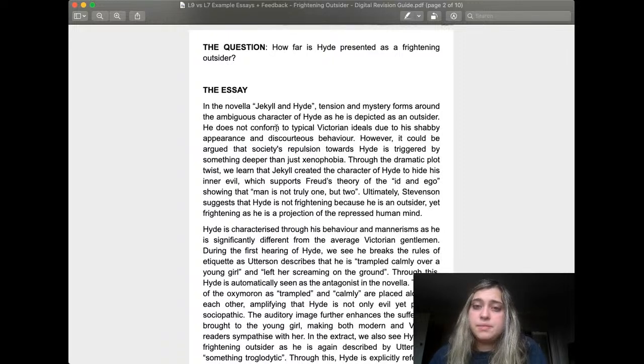It has some really good ideas in terms of the terminology it's using: discourteous behavior, xenophobia, repressed. If you can start using advanced words, that really makes a huge difference to your grade, especially if you're aiming for those top levels. 100% just learn actual concepts, like what is repression, what is repulsion. The best way to do that is read loads of example essays, read a lot about Jekyll and Hyde, and start writing down the type of vocabulary that people use to talk about the story, and then incorporate that into your essays.